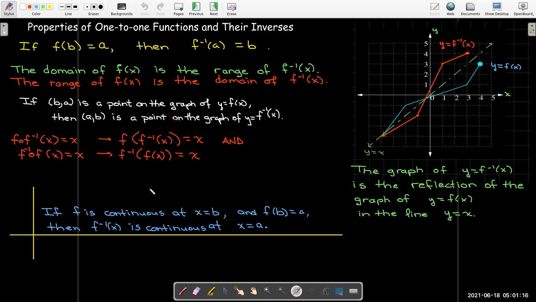So from these properties, we can say that if the original function is continuous when x equals b, so when you have the input b, and at that input, the output is a, then the inverse function is continuous at x equals a. Remember, the connection between the graph of a function and its inverse is that they are mirror images of each other, with the mirror line being the diagonal line y equals x.